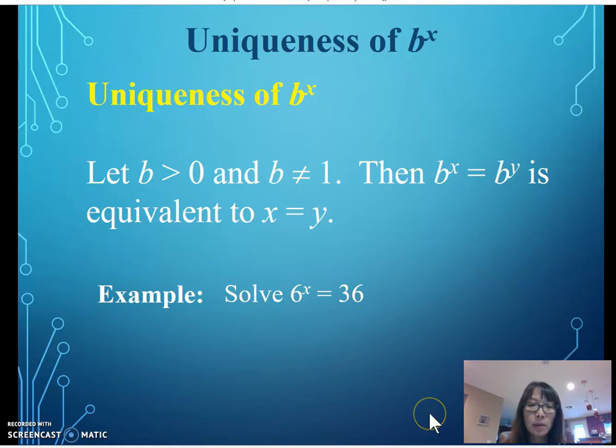For example, if we wanted to solve 6 to the x power equals 36, notice on the left-hand side, the base is 6, so I would want to make the right having the base 6 as well. So you would write 36 as 6 squared. So notice that the bases both on the left and right are the same. Therefore, the exponents have to be the same. So we've solved it. x equals 2.